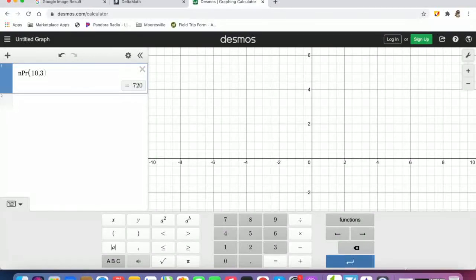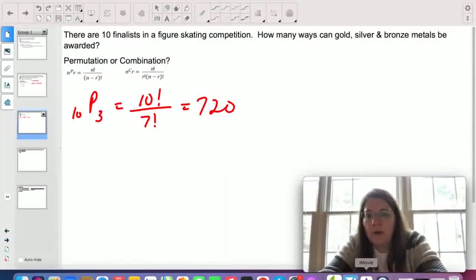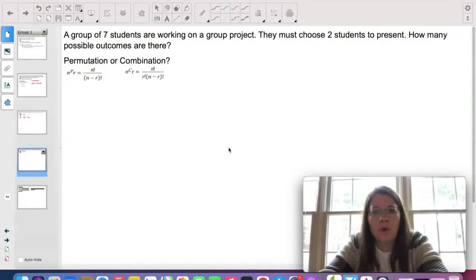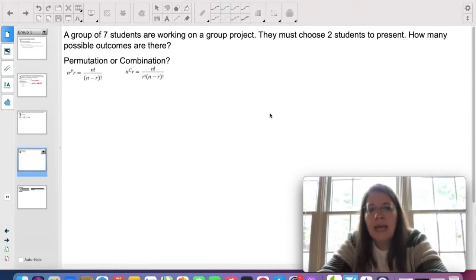Again, the formulas will be given to you. What I'm most concerned about is that you know whether it's a permutation or combination, so you know which formula to use, and that you're able to get the correct answer. This one says a group of 7 students are working on a group project. They must choose 2 students to present. How many possible outcomes are there?